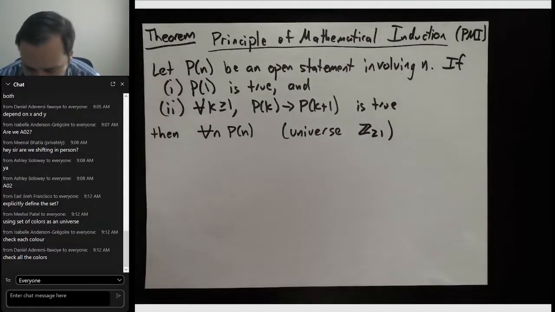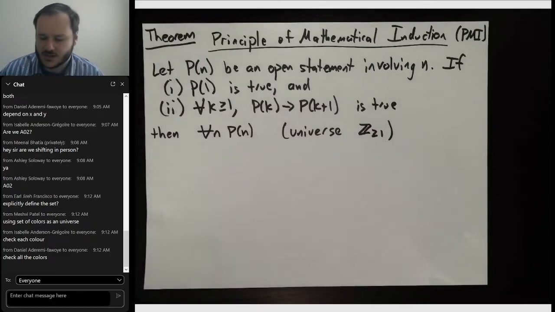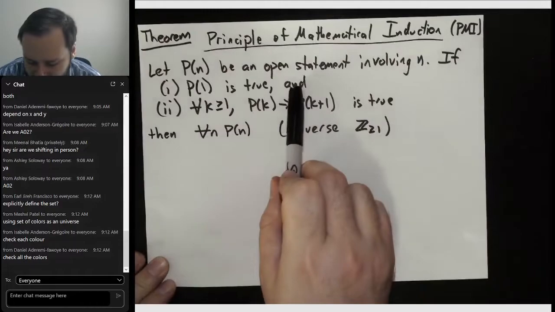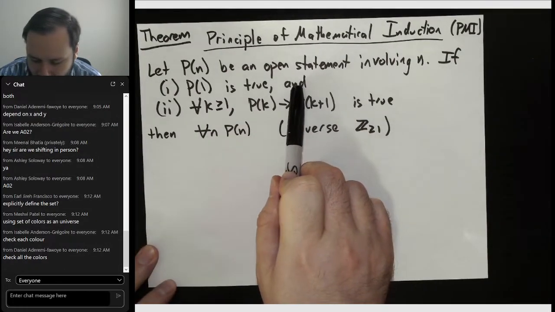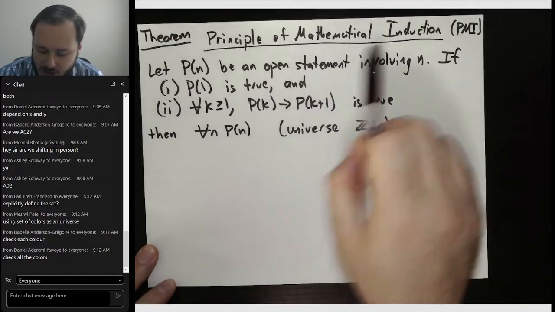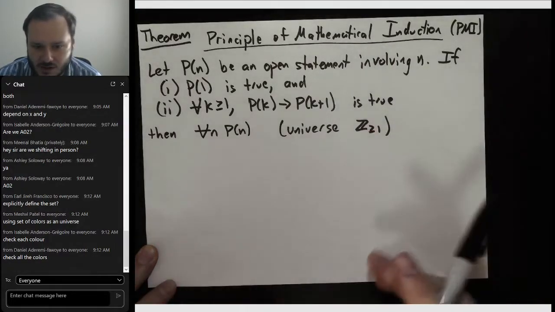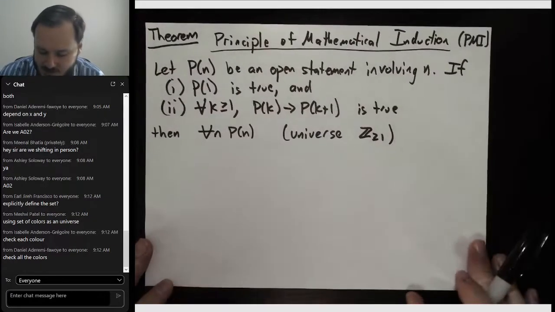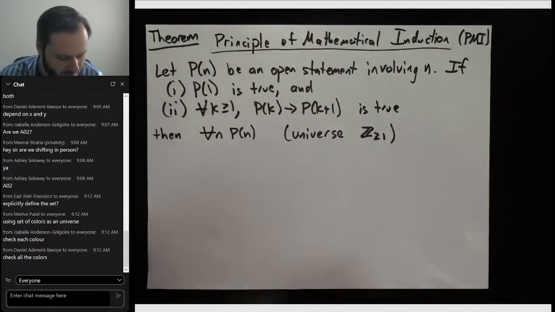So how does induction work? Induction is like a ladder. If you can get on the first step of the ladder, and from each step you can get to the next step, induction says you can go as high as you want. It goes all the way up. It proves all of the cases, even though there's infinitely many.